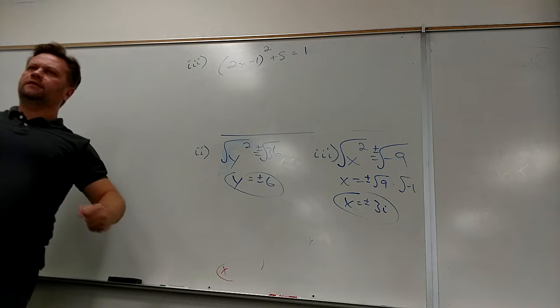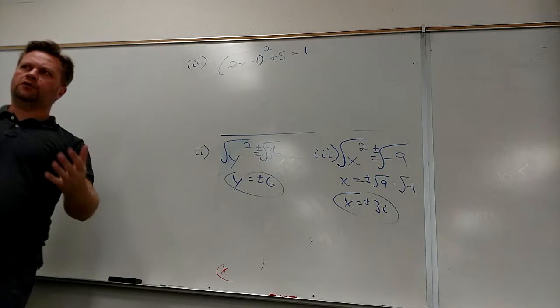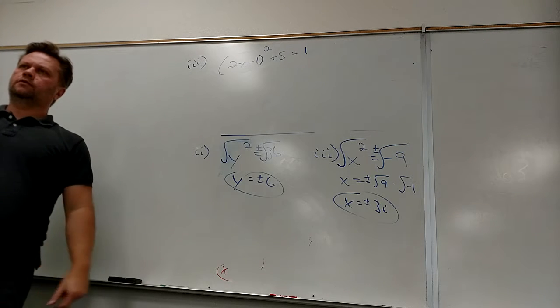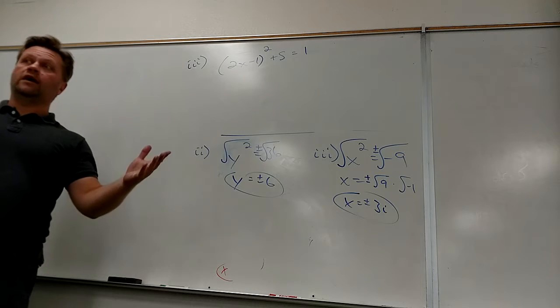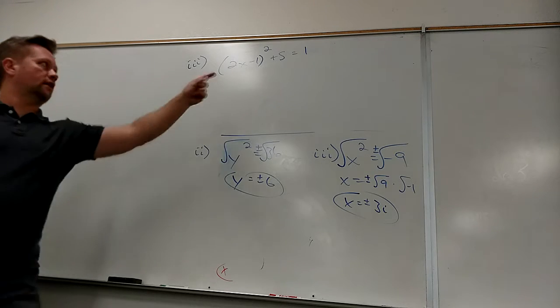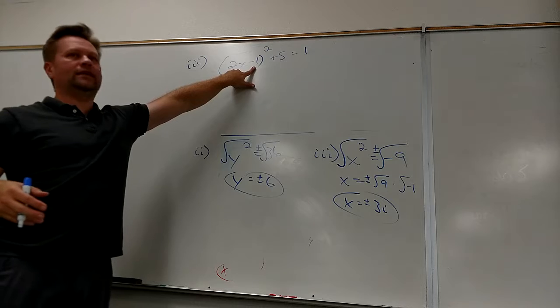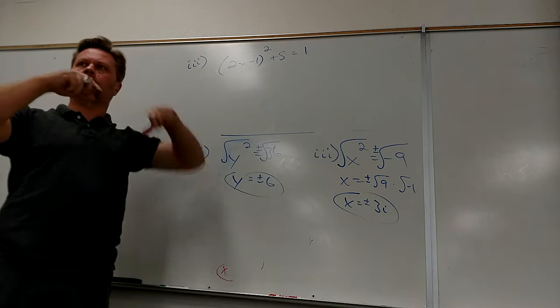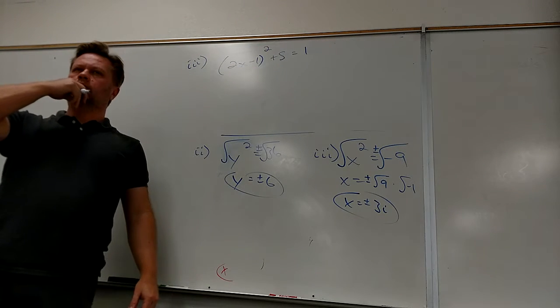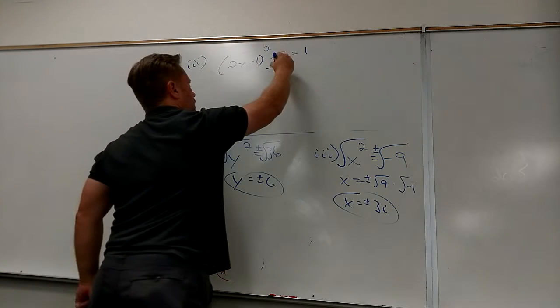So let's see if I've said this enough today. What do you think your very first step is? Subtract 5, because where's your x stuck in? It's stuck in a stupid square. You better isolate that thing so you can attack it directly. So subtract 5.